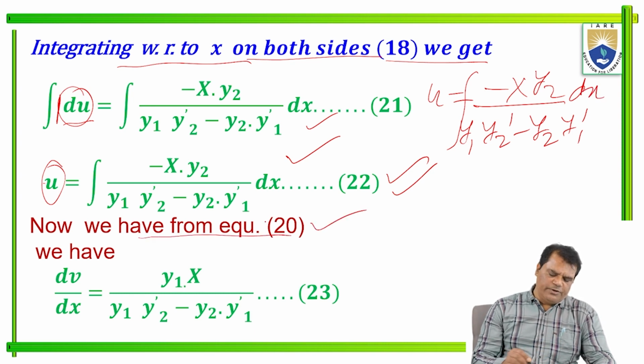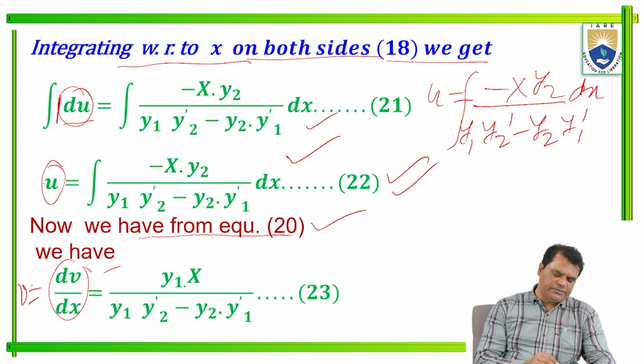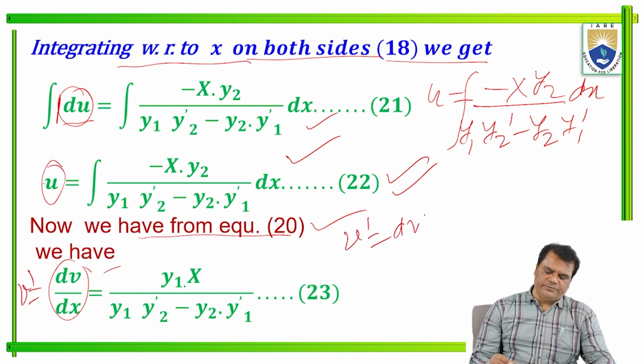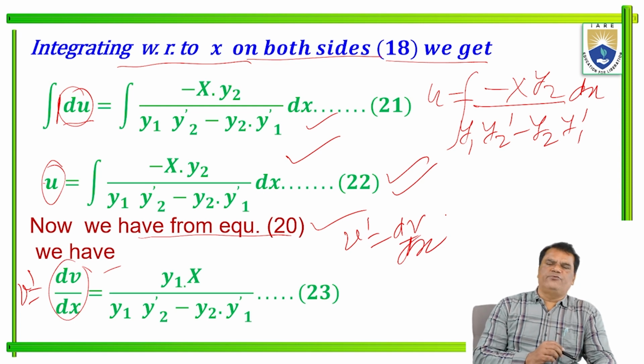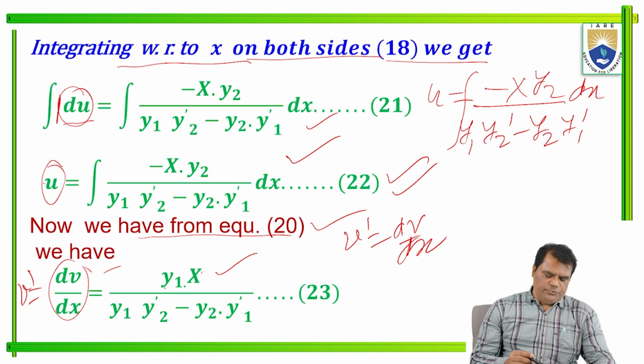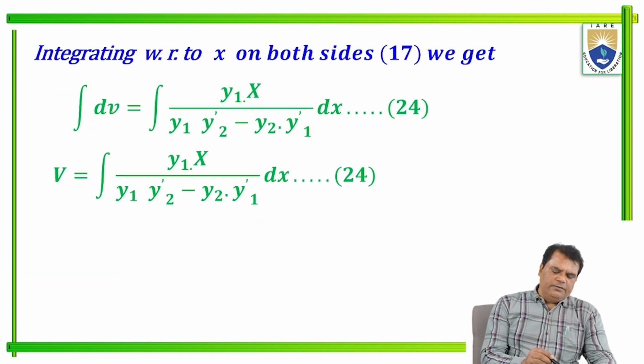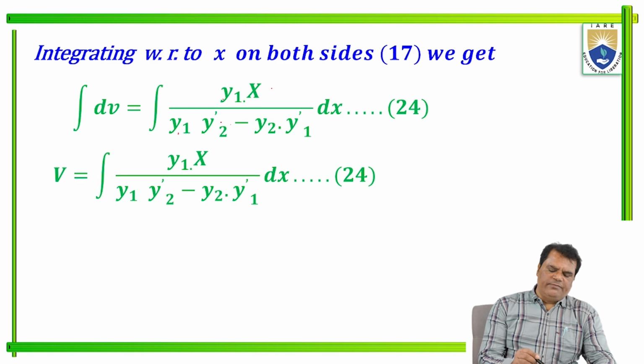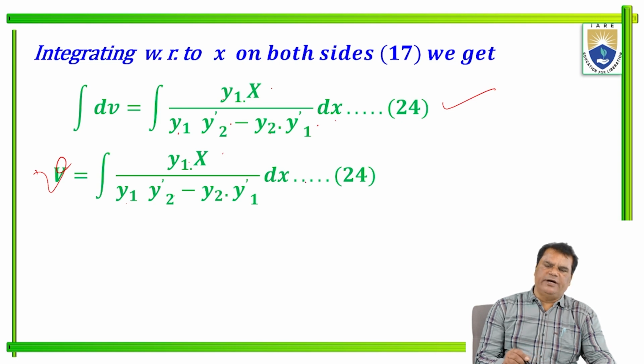Now we have from equation 20 this dv over dx. This is v dash. v dash means dv over dx. Differentiating with respect to x to v, this result is y1x upon the same. In v there is y1, in u there is y2. x is common. u is negative and v is positive. So we get this, dv equals y1x upon y1 y2 dash minus y2 y1 dash dx. This is equation 24. After integrating, we get the value of v. v equal to integral of y1x upon y1 y2 dash minus y2 y1 dash dx.